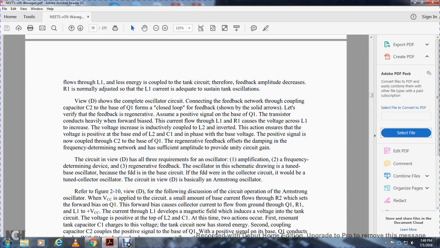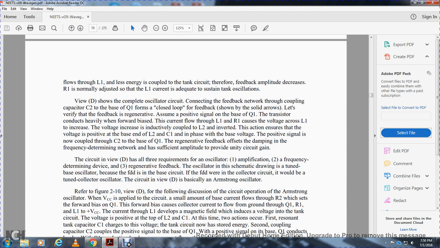The transistor conducts heavily with the forward bias, and current flows through the resistor coupled with the inductor. The voltage coupled with inductive winding 1 increases, and it is coupled with inductive winding 2. An inverted action ensures the voltage pops at the base end with inductive winding 2 and capacitor 1. The phase of the base voltage, the positive-going signal, is now coupled with capacitor 2 to the base of transistor 1.